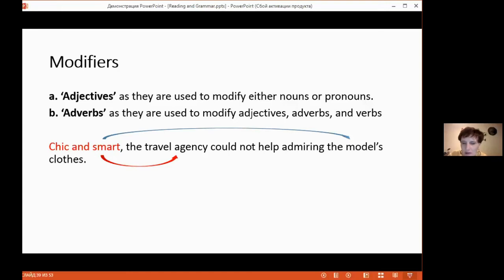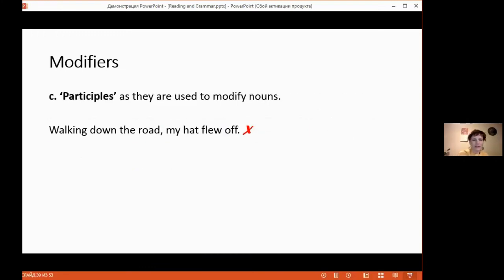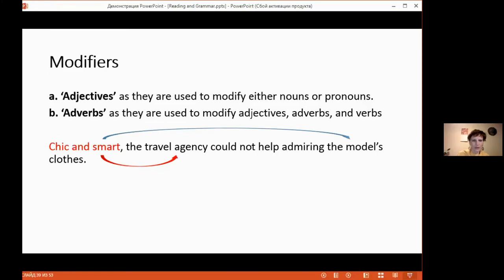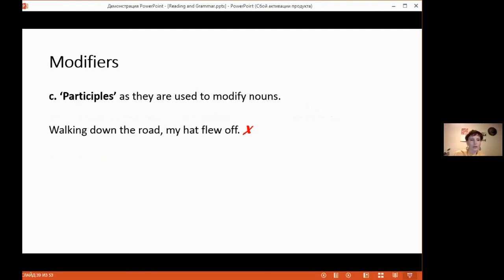Let's make it more English. Put in the end what? Right. Yes, thank you very much, Maria. Yes, that's exactly what we can do. I didn't put this on the presentation for some reason. Yeah, we can say that the travel agency could not help admiring the model's chic and smart clothes and use of the modifier. Here's our next one.